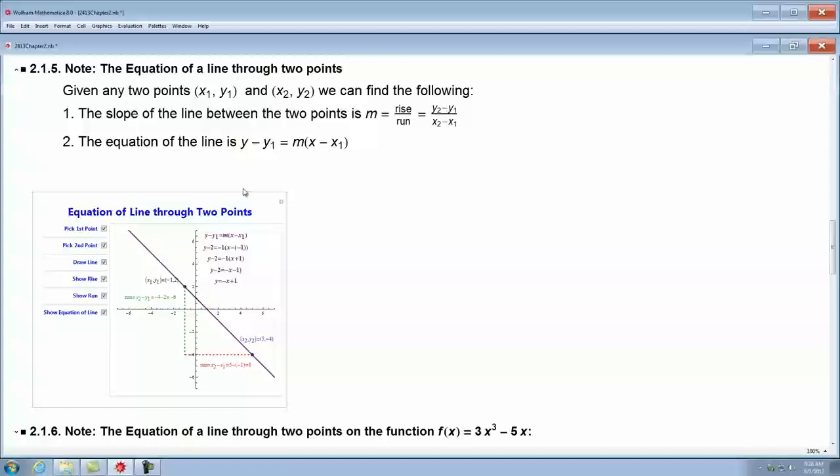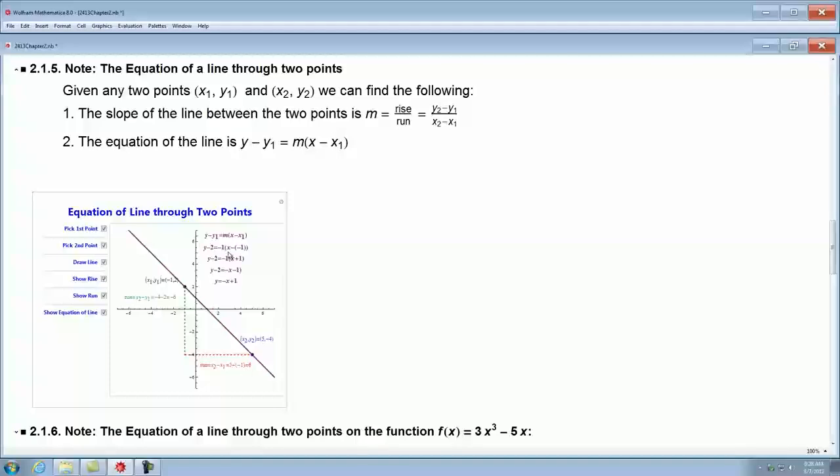Using the formula up here, it's y minus y1 equals m times x minus x1. So I do y minus 2. That's because for y1, I'm using 2. Then equals m, which is negative 1. I got negative 1 by taking the rise and dividing by run. So I did negative 6 divided by 6. That gave me negative 1.